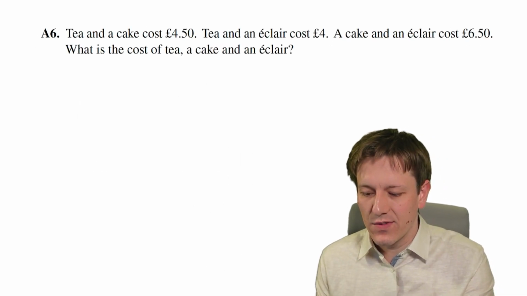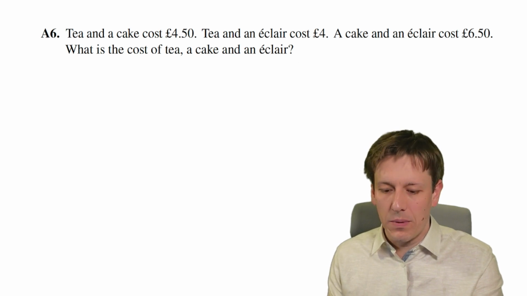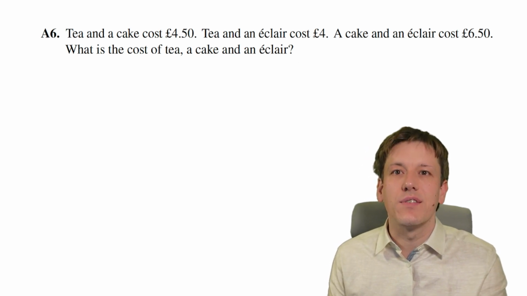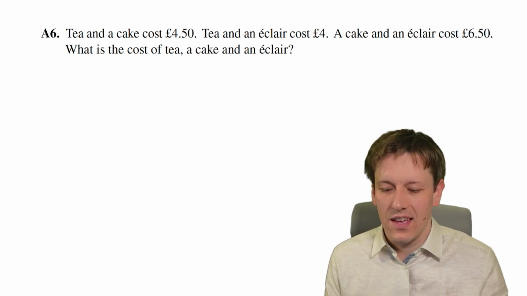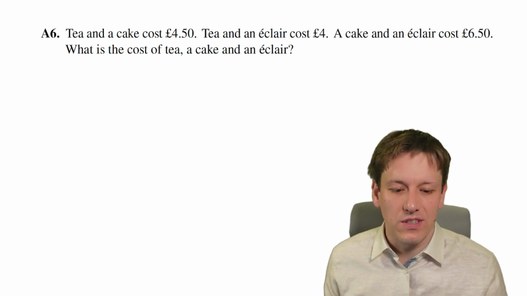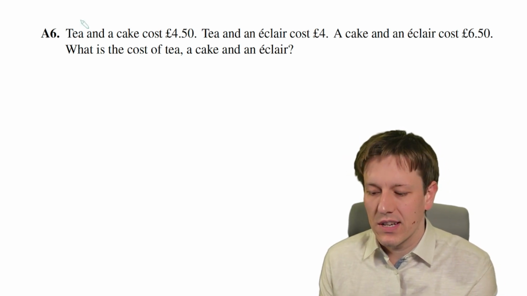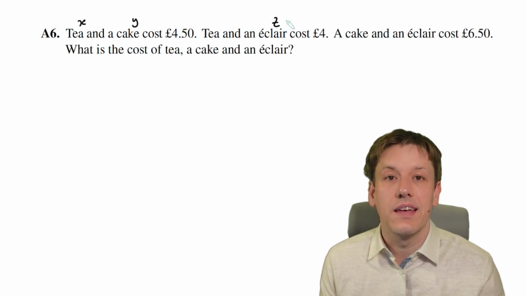A tea and a cake costs £4.50. Tea and an eclair costs £4. A cake and an eclair costs £6.50. What's the cost of a tea, a cake, and an eclair? And this is really a question that's about using symmetry in algebra. So let's call the tea x, a cake y, and the eclair z.